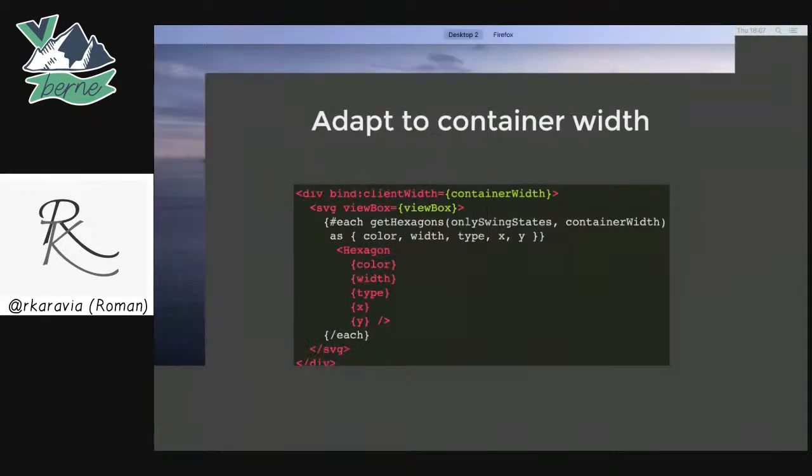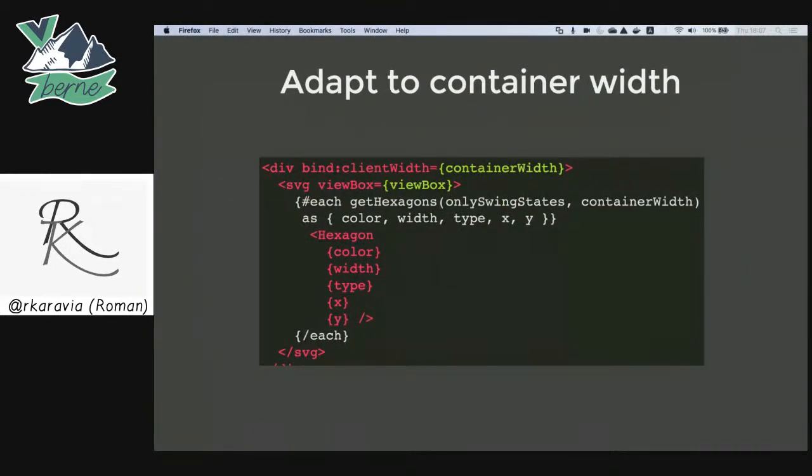So we are using again this bind client width functionality from Svelte. We are putting the width into a variable that I'm not showing where it's declared, but this variable is called container width. And now I extended this get hexagons function so that it not only takes this Boolean variable only swing states, but it also takes as an argument the container width, and then depending on the width, it can give a different configuration for the pixel positions where these hexagons should be drawn.